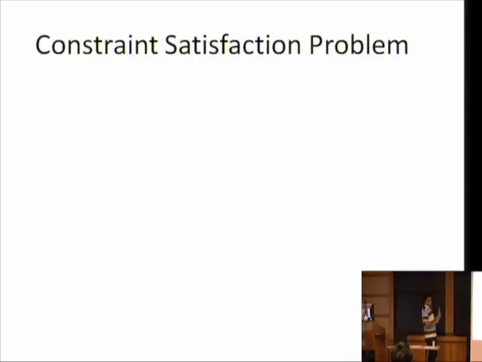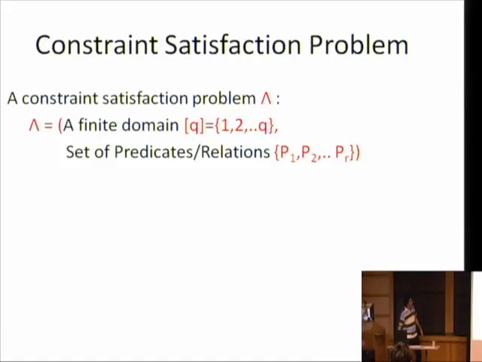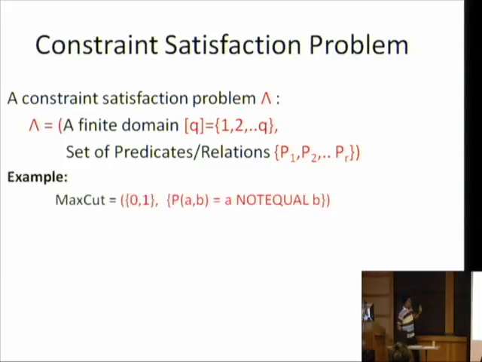So let's start by defining what a constraint satisfaction problem is. A constraint satisfaction problem is specified by a set of predicates, like P1 to PR, over some finite domain 1 to Q. Think of this domain as 1, 2, 3, or just a Boolean domain. One example is max cut. In max cut, the domain is 0, 1, and all the constraints you can add are of the form A not equal to B, because for every edge you're just adding a not equal to constraint.